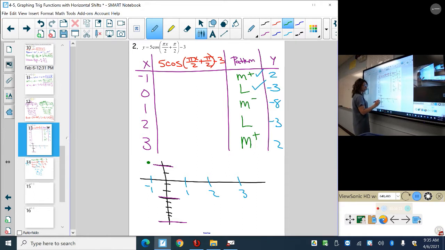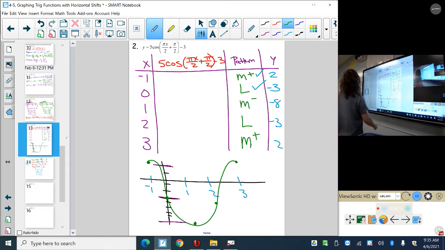At 0, I'm at the value negative 3, which is my level. At 1, I'm down here at negative 8. At 2, I'm back to negative 3. And at 3, I'm up here at 2. Now, these need to have a curve to them. And then there is your graph. Okay? That is problem number 2, and that's what it should look like.